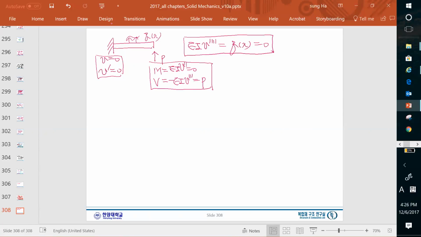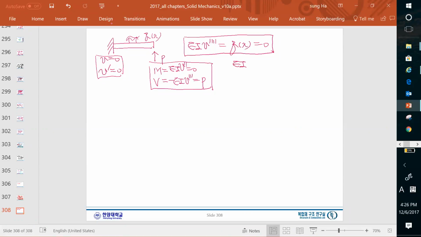Well, we do have 4 boundary conditions. We have this fourth derivative, and you will see there will be 4 integration constants, which will be solved using these 4 boundary conditions. So we are ready to go.